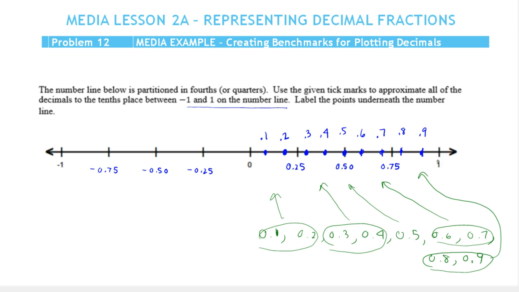Okay. Equivalently, if we wanted to do the negative values, you could just think about taking the opposites. Negative 0.1, let's do these in another color. Negative 0.1, negative 0.2, negative 0.3, negative 0.4, negative 0.5, sorry, this is a little bunched together, negative 0.6, negative 0.7, negative 0.8, and negative 0.9. Okay. So that's how we can use quarters as benchmarks for plotting decimals without having to write all 10 of the tick marks, or 9 tick marks to make 10 segments.